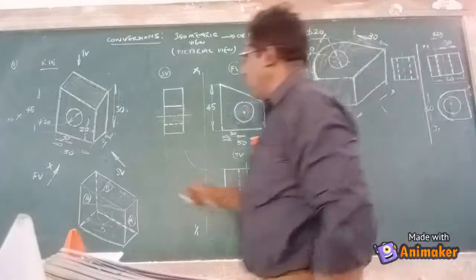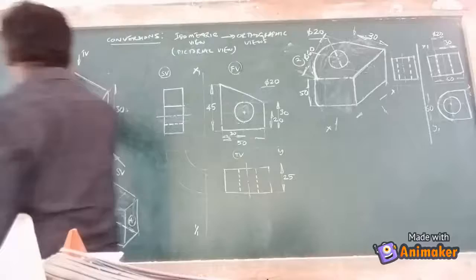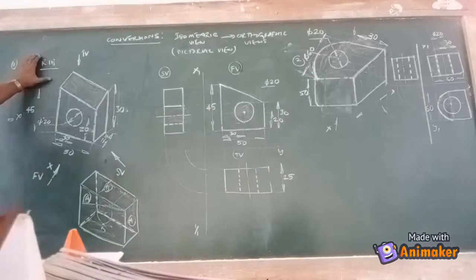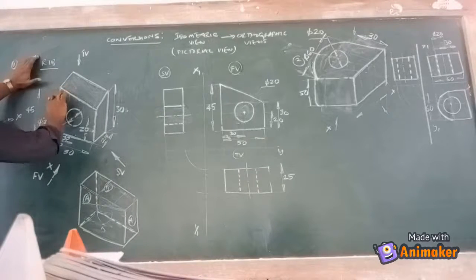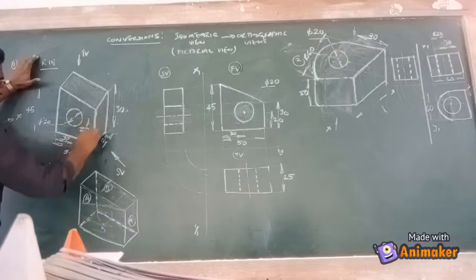Now coming to this particular conversion of the isometric view, in this particular case we take a rib. This particular rib is provided with certain dimensions here. So this is the basic rib.